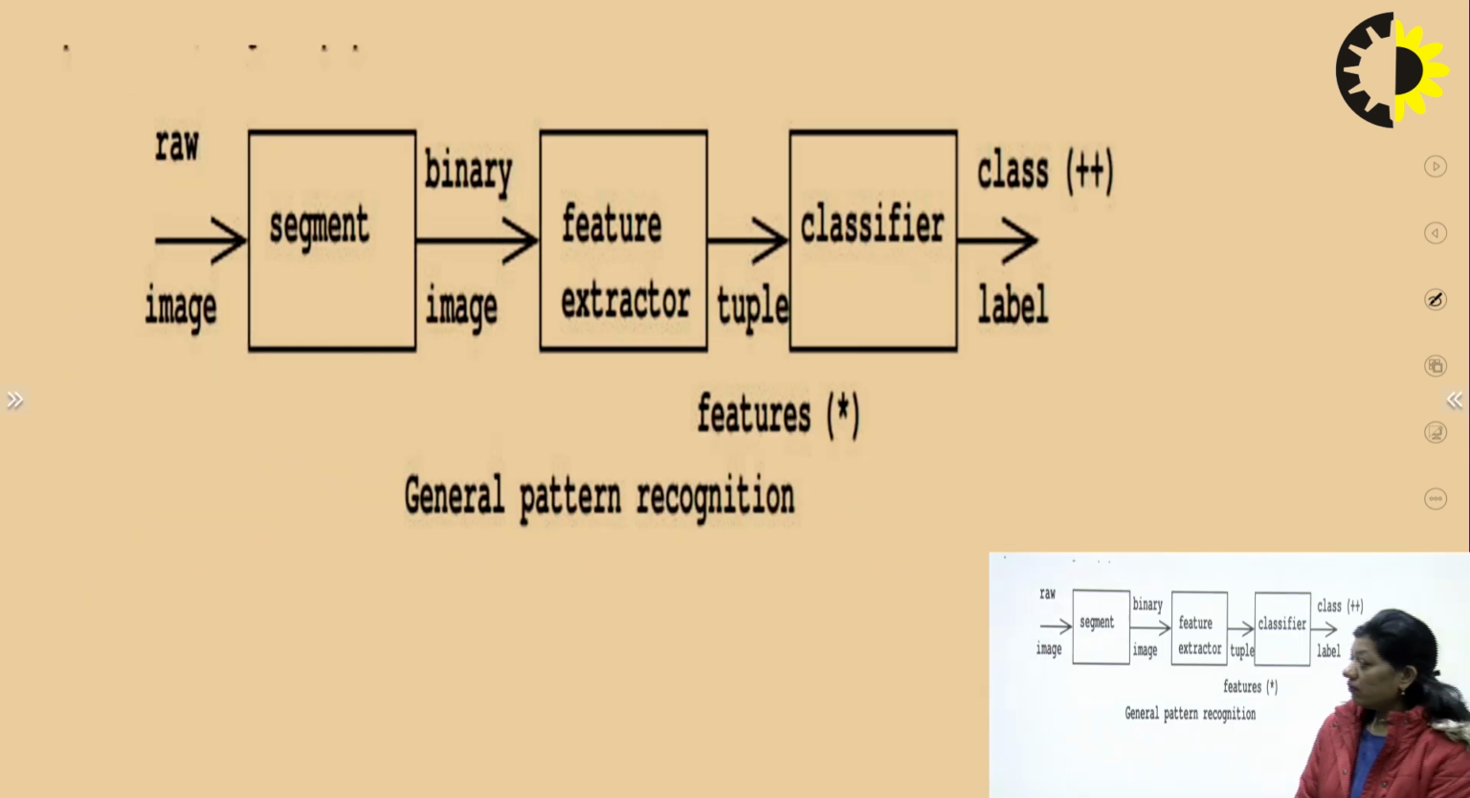So we have raw data. From the raw data we segment, get binary images, then extract its features and then classify them into a labeled data set. So this is the general system of pattern recognition.